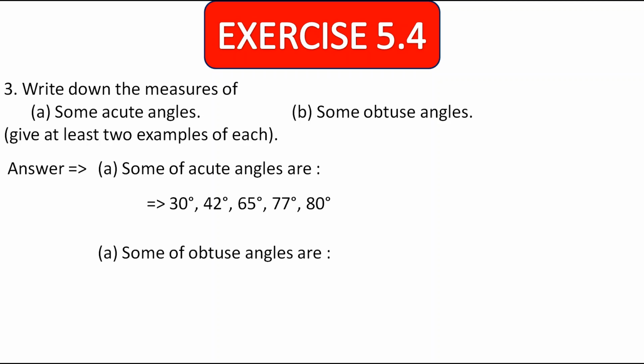Okay, now let's write some obtuse angles. You should know the definition of an obtuse angle: it should be greater than 90 degree and less than 180 degree. So you can write any numbers which are greater than 90 degree and less than 180 degree. Here I have given you some examples. You can write anything, but just remember that it should be greater than 90 degree and less than 180 degree. Okay. So now let's move to the fourth question.